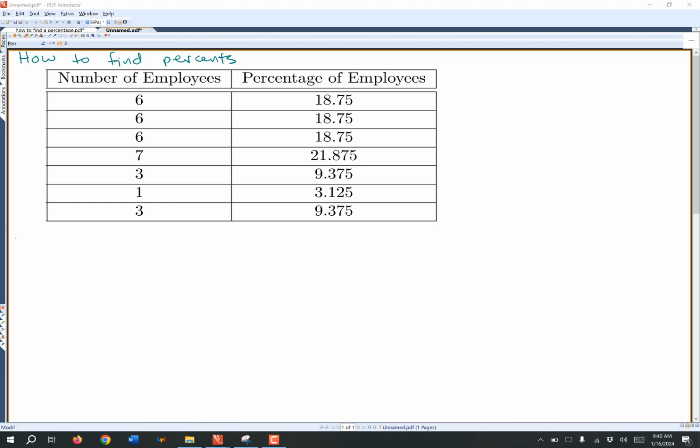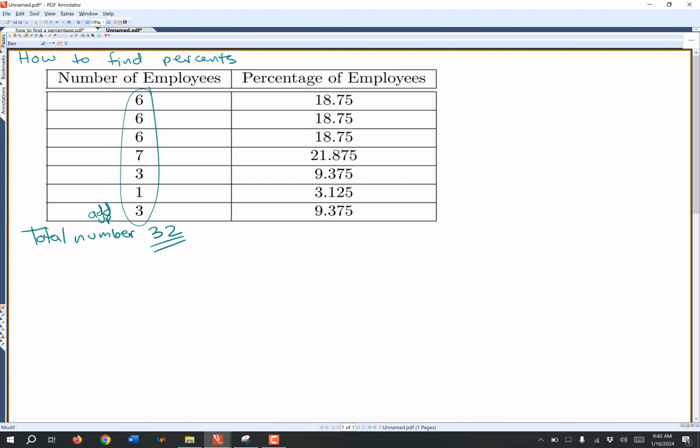So let's say the first thing we need to do is find a total number. Okay, and I would just add all these up. So just add them up. 6 plus 6 plus 6 plus 7 plus 3 plus 1 plus 3 gives me a total number of 32. Okay. So that's my total.